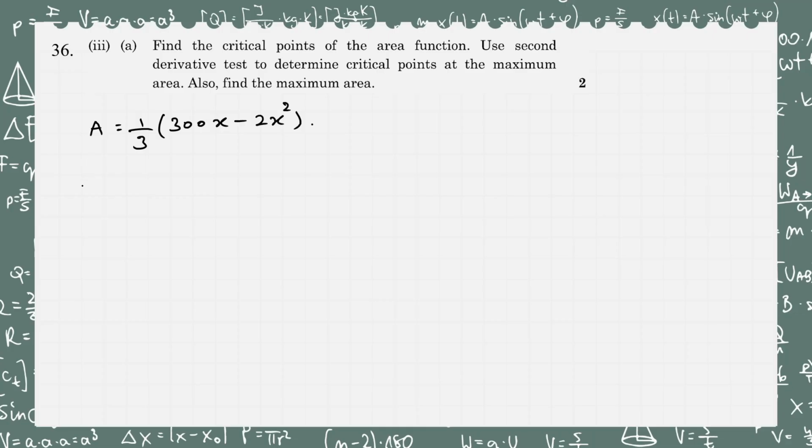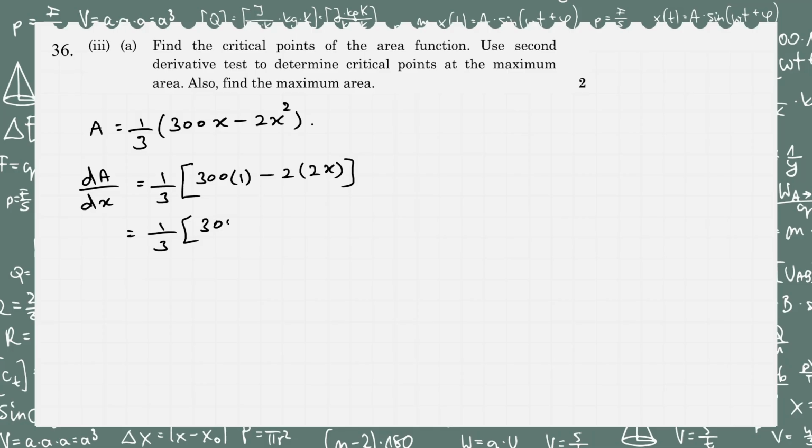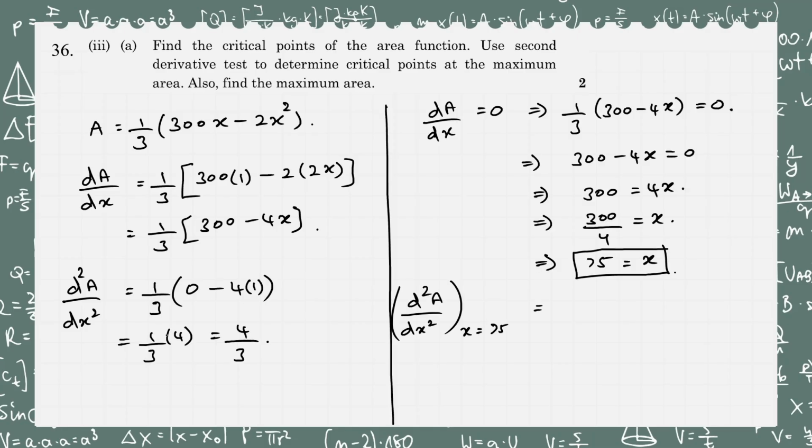So first we find the first derivative, dA by dx. 1 by 3 is a constant which is in product, so don't disturb it. The derivative of 300x is 300 into 1, minus the derivative of 2x square, which is 2 into 2x. So this is 1 by 3 into (300 minus 4x). And let's find the second derivative, d square A by dx square, equal to 1 by 3, still a constant, times the derivative of 300, which is 0, minus the derivative of 4x, which is 4 into 1. So 1 by 3 into minus 4 is minus 4 by 3.